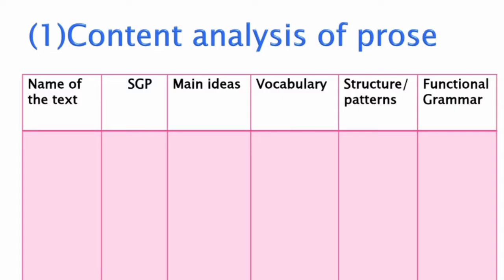These are the five most important components of the content analysis of prose. First one is SGP, sense group paragraph. Then the main ideas, then vocabulary, then structure or patterns, and function of grammar. These are the most important elements of the content analysis of prose. First we have to write down the name of the text, and in that text we have to focus on SGP, main ideas, vocabulary, structure, pattern and function of grammar. This is the clear analysis of the prose side. These elements should be the most focused whenever we are going to analyze the content.